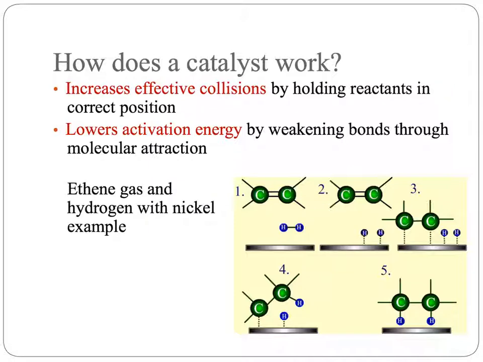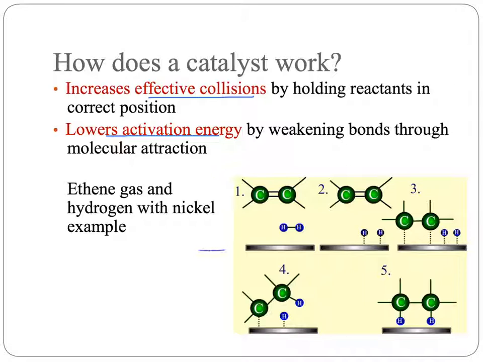A catalyst can work in several different ways. Remember collision theory: reactions don't happen unless collisions happen with enough energy and in a proper orientation for molecules to come together. And so a catalyst can increase effective collisions by actually holding reactants in the correct position. And it can help lower activation energy by weakening the bonds through the molecular attraction between the catalyst and the reactant. An example of this is ethylene gas and hydrogen with nickel as a catalyst.